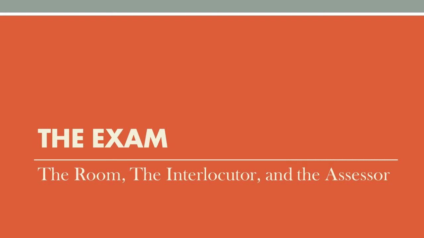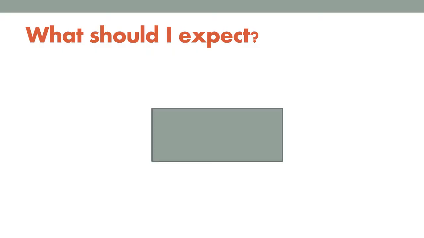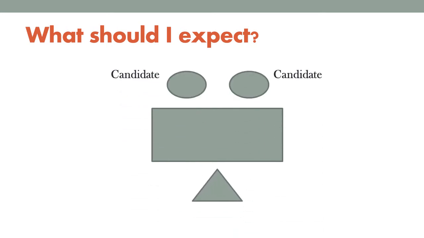So let's have a look at the exam room first, and we're going to talk a little bit about the different examiners and what they do. So when you come into the room, you'll see a nice big table. There'll be somewhere for you to sit and for your partner, and across from you there will be somebody that we call the interlocutor, and across from them we have the assessor.